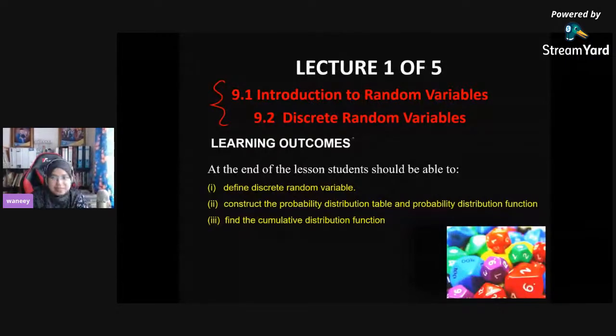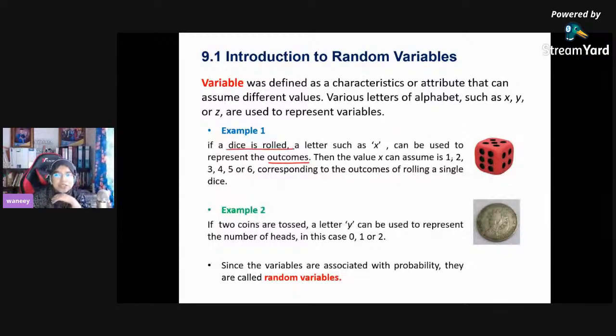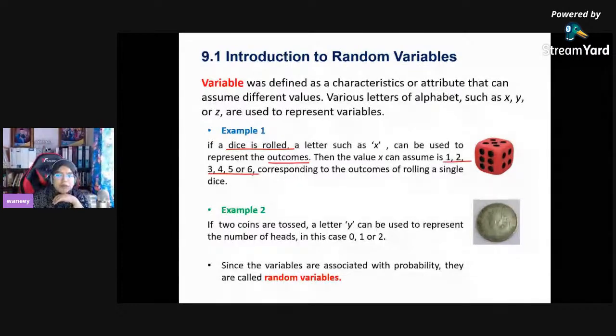Okay, next. Right, so what is variable? Variable is defined as a characteristic or attribute that can assume different values. Various letters of the alphabet such as X, Y, or Z are used to represent a variable. So the first example, if a die is rolled, a letter such as X can be used to represent the outcome. So what is the outcome when we roll a die? Of course, the outcome is 1, 2, 3, 4, 5, or 6, corresponding to the outcome of rolling a dice.